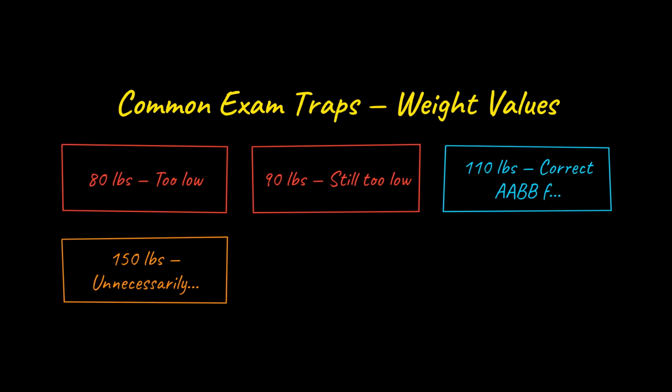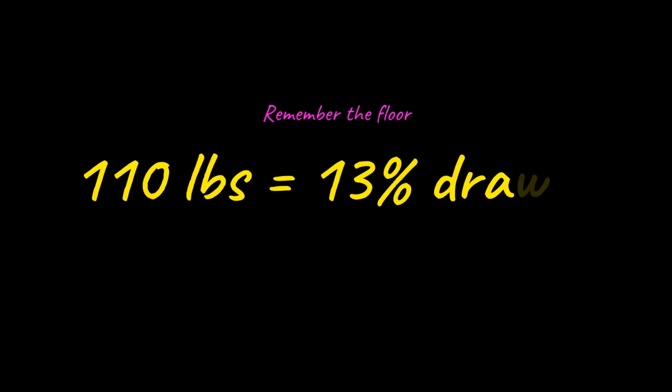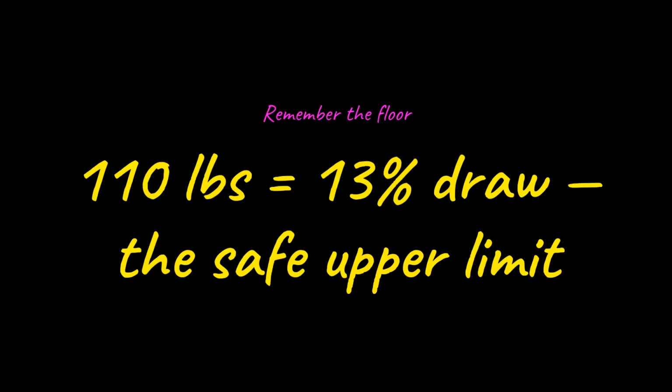The answer is always 110 pounds, the precise AABB minimum. The 110-pound rule is a calculated guardrail against hemodynamic instability, not a judgment on donor quality. Keep the fraction of total volume logic in mind, and the number will never slip away on exam day.